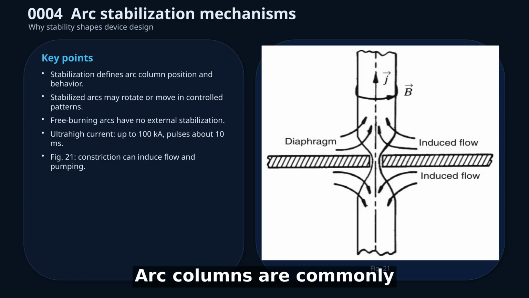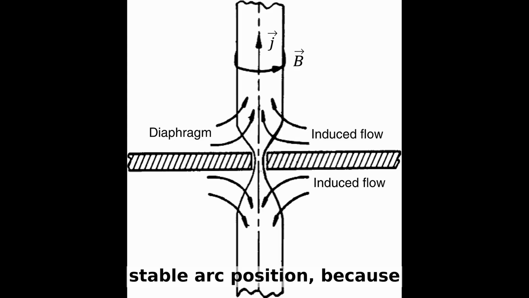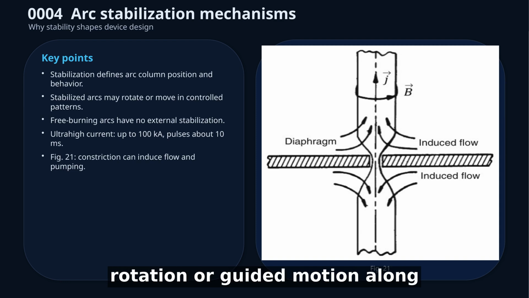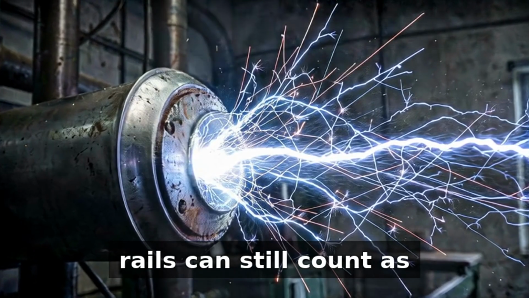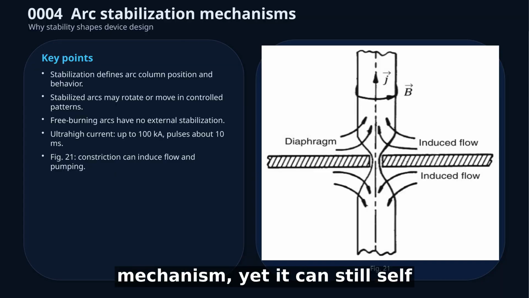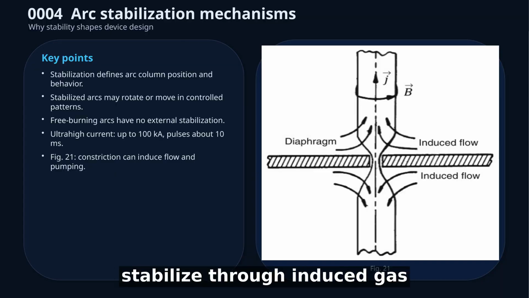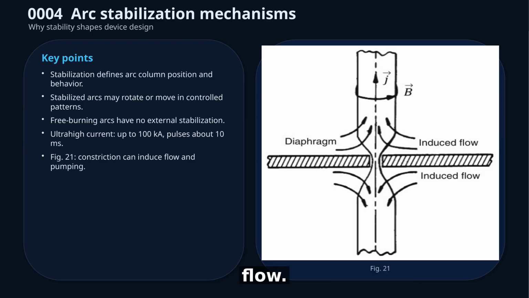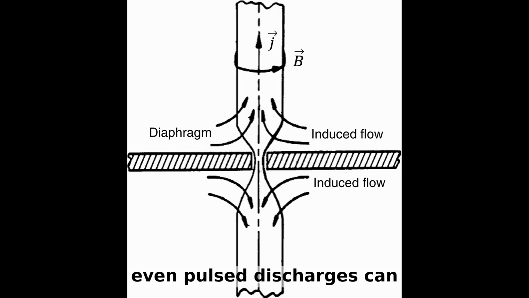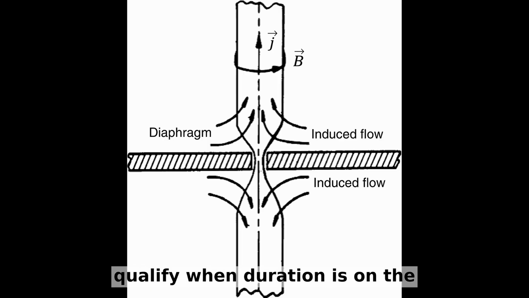Arc columns are commonly classified by the stabilization mechanism that maintains a stable arc position, because stabilization directly determines device architecture. Stability does not require a stationary arc, since controlled rotation or guided motion along rails can still count as stabilized operation. A free-burning arc has no external stabilization mechanism, yet can still self-stabilize through induced gas flow. Ultra-high current arcs up to 100 kA are also treated as arcs, and even pulsed discharges can qualify when duration is on the order of 10 milliseconds.